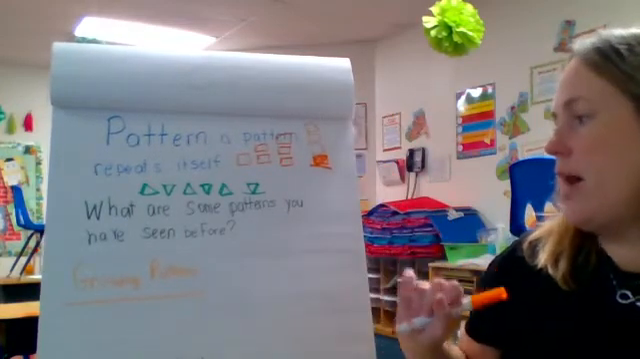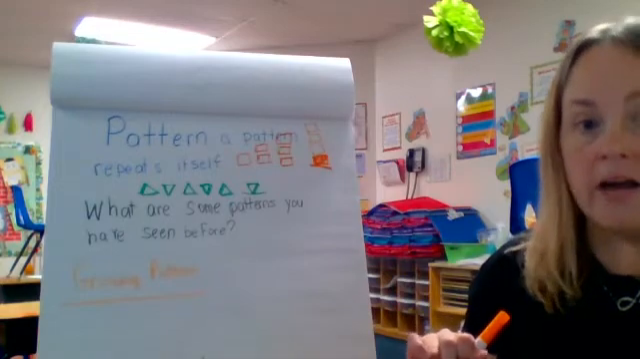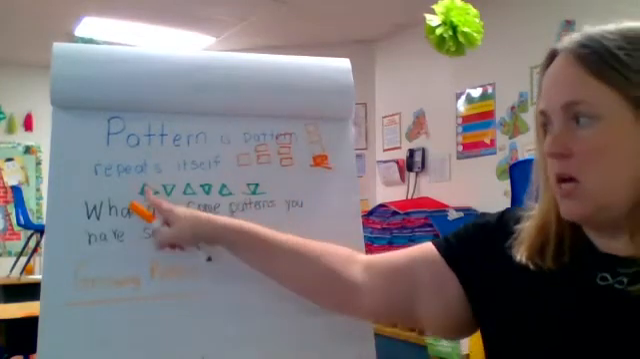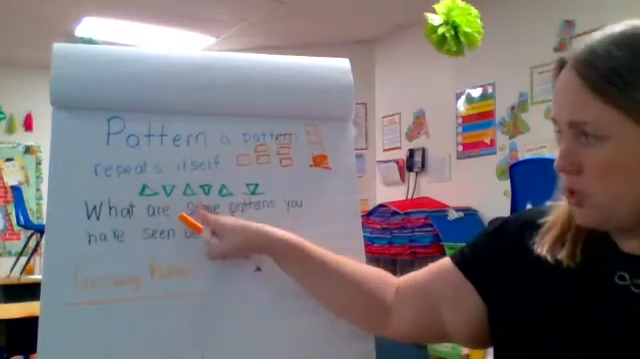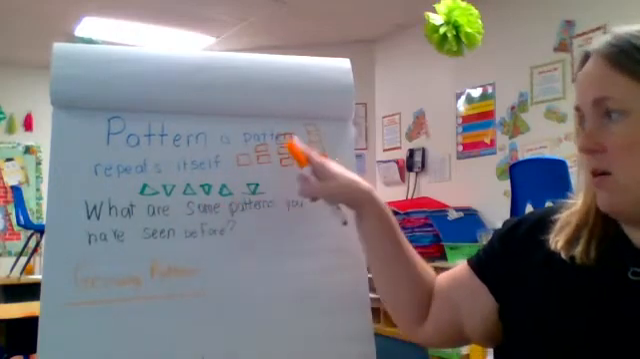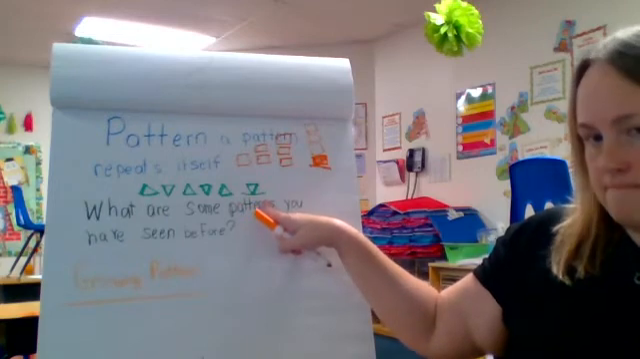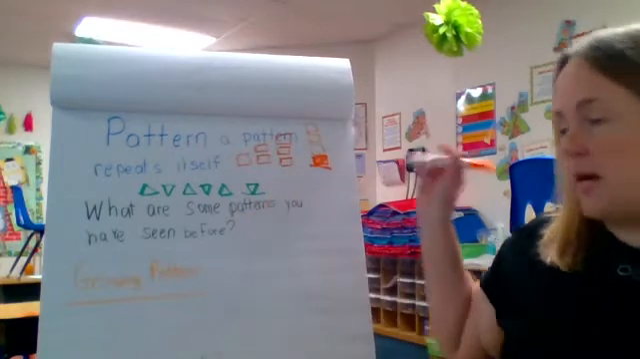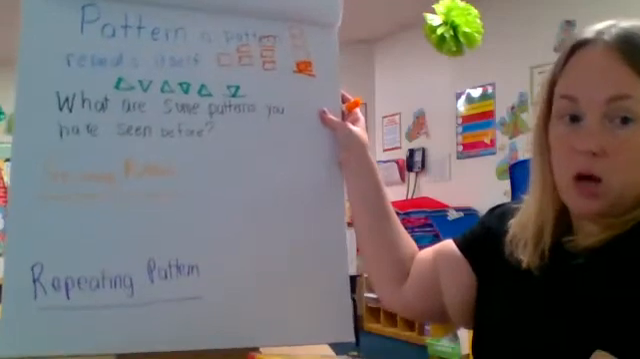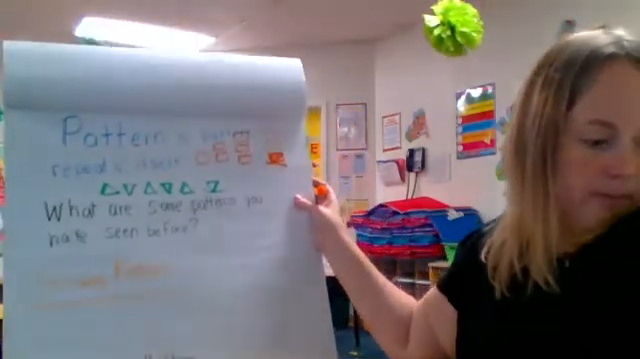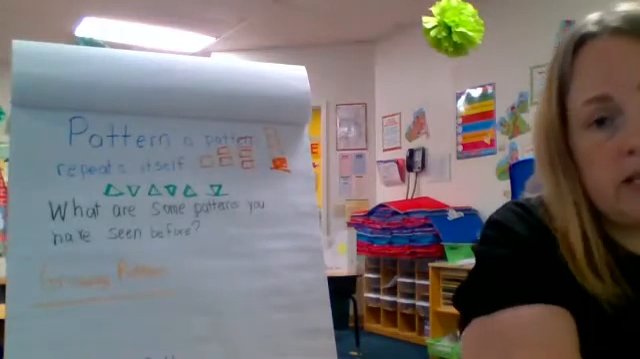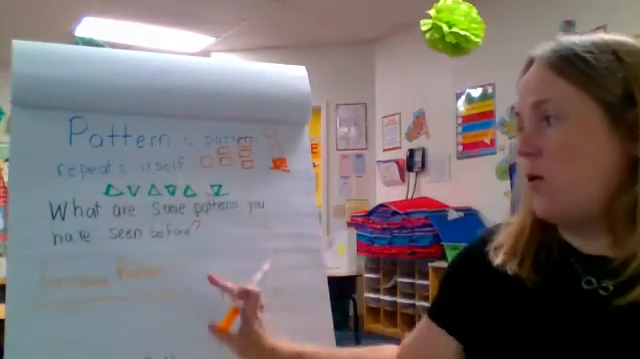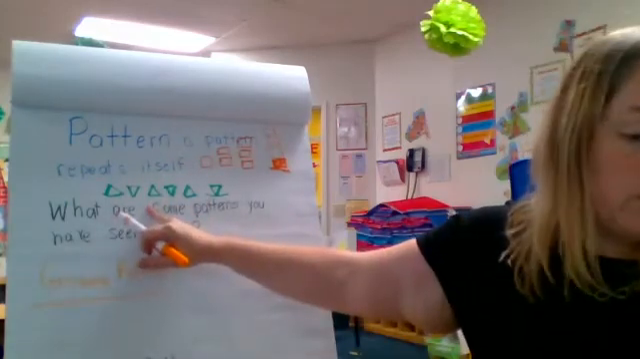Okay, so in terms of a growing pattern or a repeating pattern, the one with the triangles, what type of pattern do you think that is? Let's say it again. Upward triangle, downward triangle. Upward triangle, downward triangle. If you said repeating pattern, you are right because it repeats the same thing over and over again. And it goes in a predictable way. So every time after an upward triangle, there comes a downward triangle.